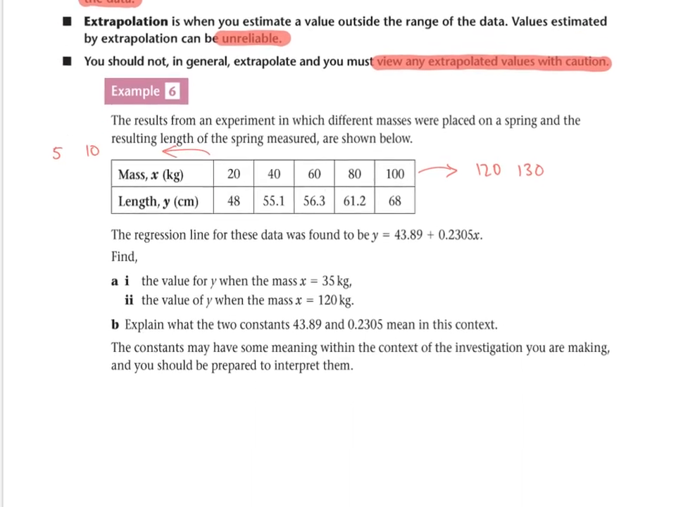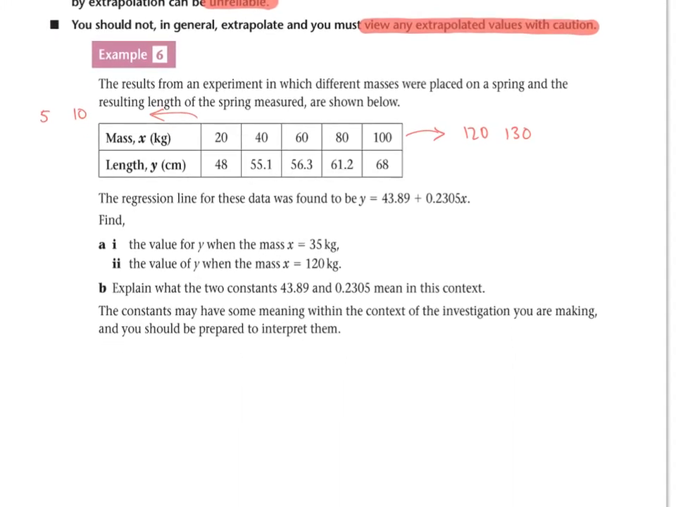Let's look at the example then. Example 6. So it's the results again where we've got a spring and different masses are put on there. We've been given the regression line, and the regression line was found to be this one here. So we can actually use this now to work out our estimates for the value of y when we've got certain masses. Now if you look at 35 kilograms, that's actually within the data set that we've been given. So that is what's called interpolation.